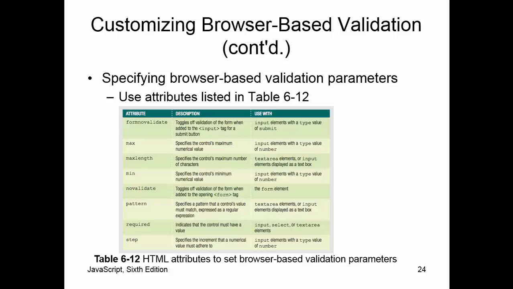Max specifies the max number of characters you can put in for a field. Min is the minimum number. So for instance, I might have a field, zip, where I might set the min to 5 and the max to 10, which would be 5 digits, a dash, and 4 digits.